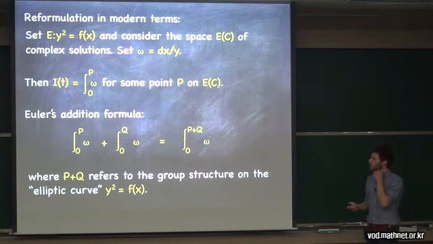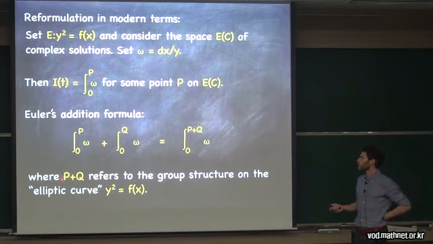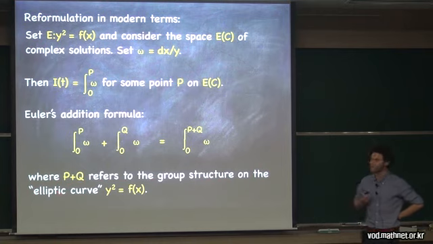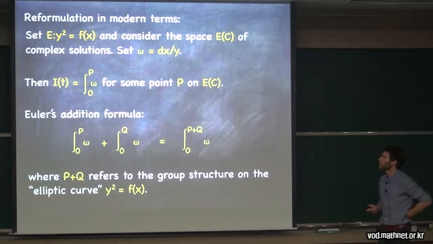Yeah, and in modern terms, of course, now you know this group law, this p plus q, that's the group structure on what we now call an elliptic curve given by this equation. Okay, but all this information was contained in this equation.